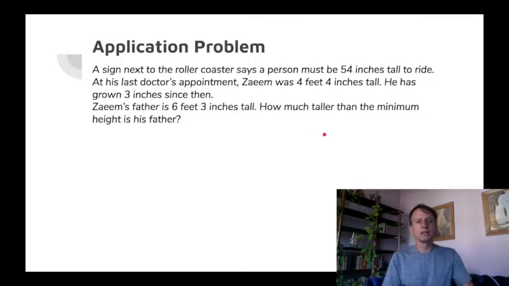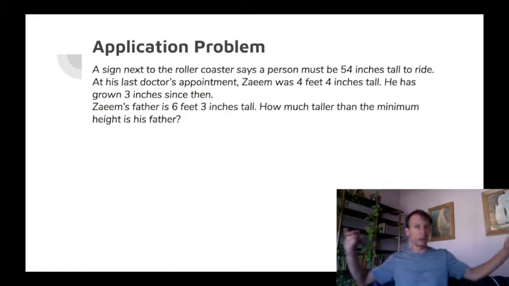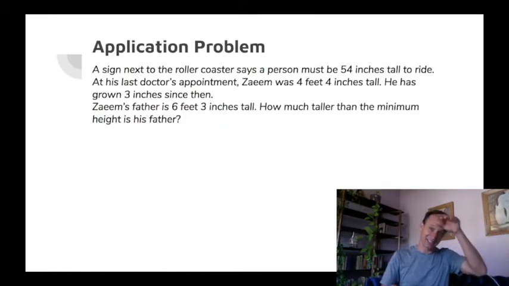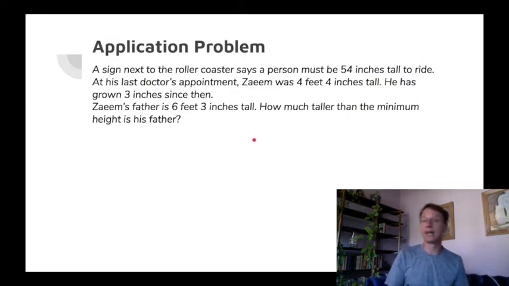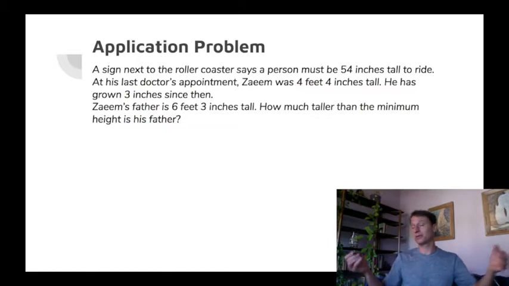All right, so now let's look at his dad. Jaime's father is 6 feet 3 inches tall. We know he's making it, right? He can ride the roller coaster. But how much taller is he than the minimum height? Okay. And you know why they're doing this math? Because sometimes you have to stand in those lines like forever, right? And so you're like, oh, let's do some math while we're waiting.